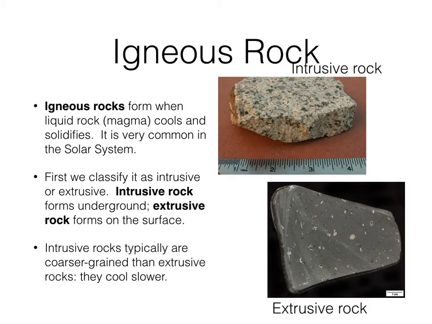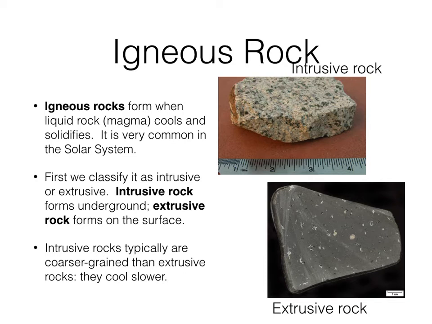All right, so let's move on to the kind of rocks that planets make. Igneous rocks are made when you have a liquid rock, magma or lava. It cools to solidify, and now you have an igneous rock. Now, we have 2 basic ways to classify igneous rocks. The first is intrusive versus extrusive. And that's basically a function of grain size.